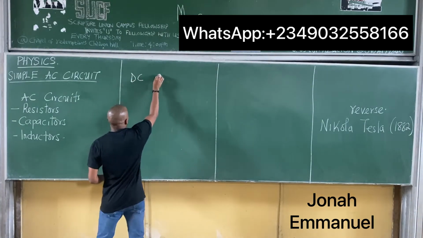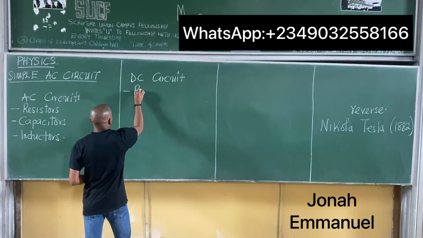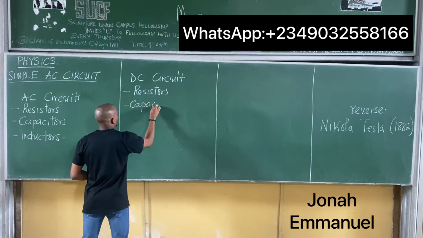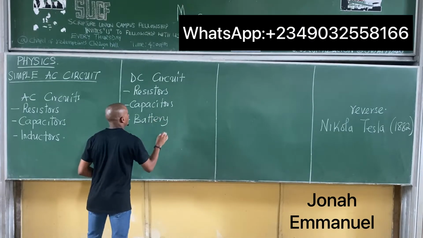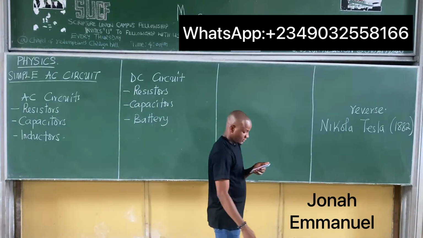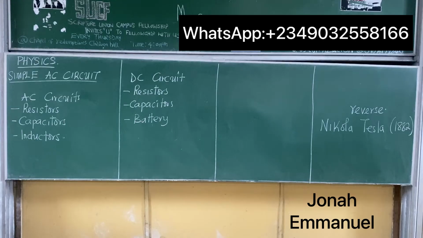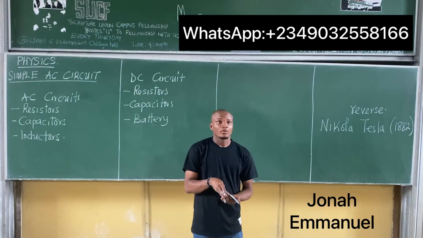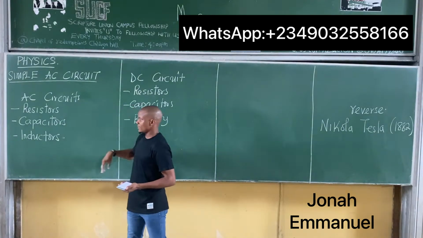While a DC circuit contains resistors, capacitors, and battery. Take that, please. Let's define, let's highlight a few of them.